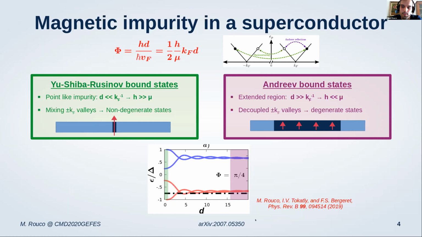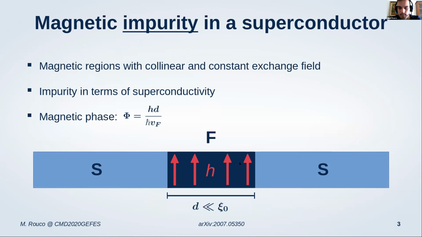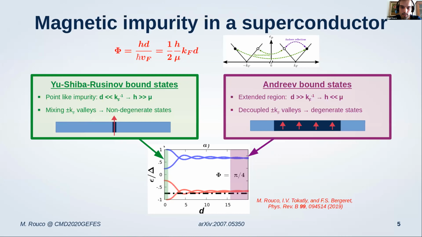In a recent work, we also show how these two limits can be connected. As you can see, for example, in this plot, where we fix the value of the magnetic phase of the region, and we plot the energy of the bound states for different widths of this magnetic region. So here in the plot, the left part would correspond to the Yu-Shiba-Rusinov limit, whereas the right part of the plot asymptotically tends to the Andreev bound states.